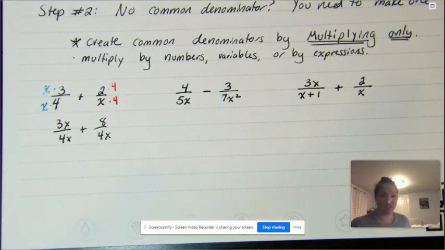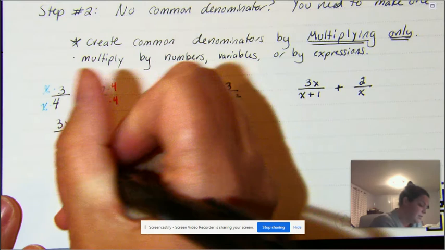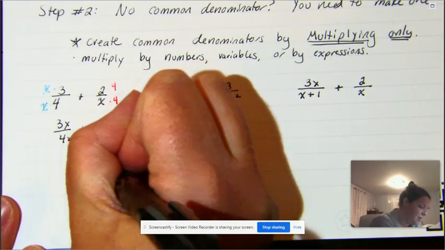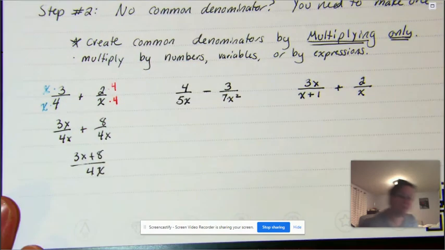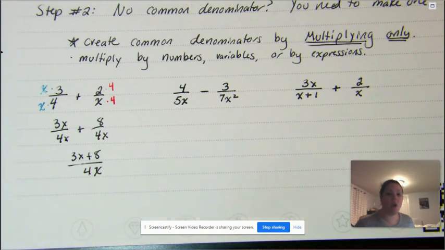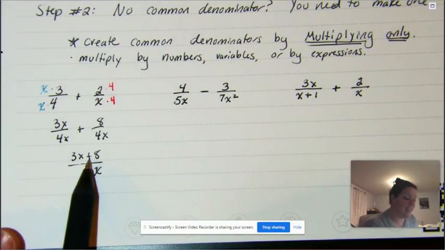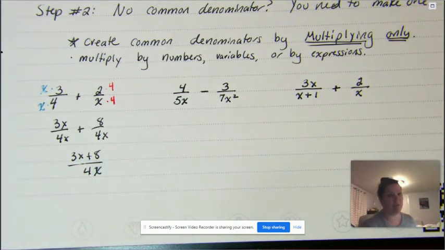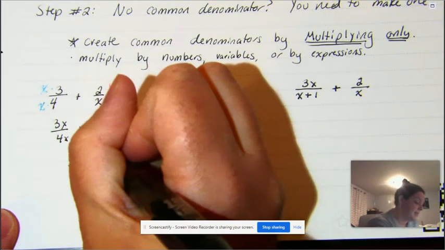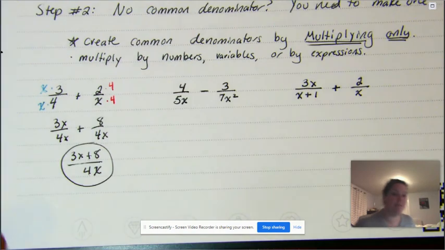Now, I know it's tempting to try to simplify right now, but remember, our goal is to add these fractions together, and we haven't done that yet. So we are going to add the fractions together. 3x plus 8 all over 4x. It's all one fraction. I've combined all my like terms if I can, and I'm going to stop there. I've got a plus sign in this numerator now, and that's going to stop me from doing any canceling. So that means this is my added fraction, the final sum.